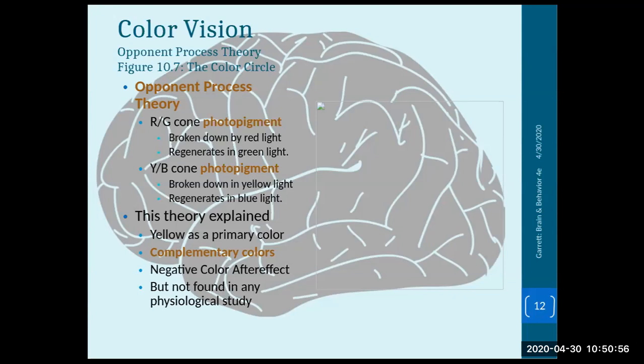The problem with this is Herring's opponent process couldn't be physiologically studied. We can actually physically see the cones that accounted for RGB, or red, green, blue, but you couldn't see the effect of these physiologically transferring to the ganglion cells. So people were skeptical about this at first.